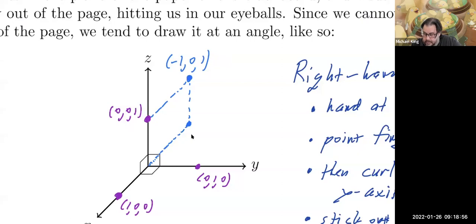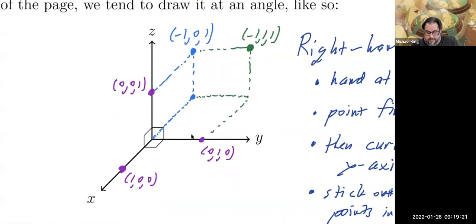And use a different color. So like if we had negative 1, 1, 1, then it would go 1 in the y direction and then 1 in the z direction. So you can use these parallel lines to try to draw for yourself where things live, if that makes any sense.